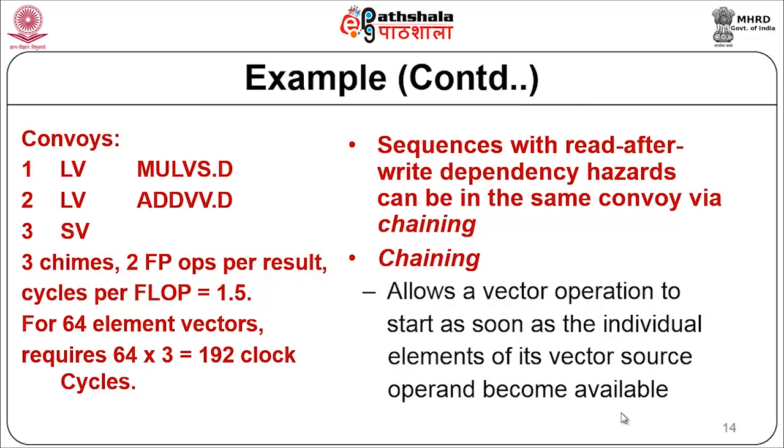So, load and add can be grouped under one convoy, and the store will have to happen separately. So, there are 3 convoys, you have 3 chimes, and there are 2 floating point operations per result, which means cycles per floating point operation is 1.5, because you take 3 chimes there. And for 64 element vectors, it requires 64 into 3, that is 192 clock cycles.